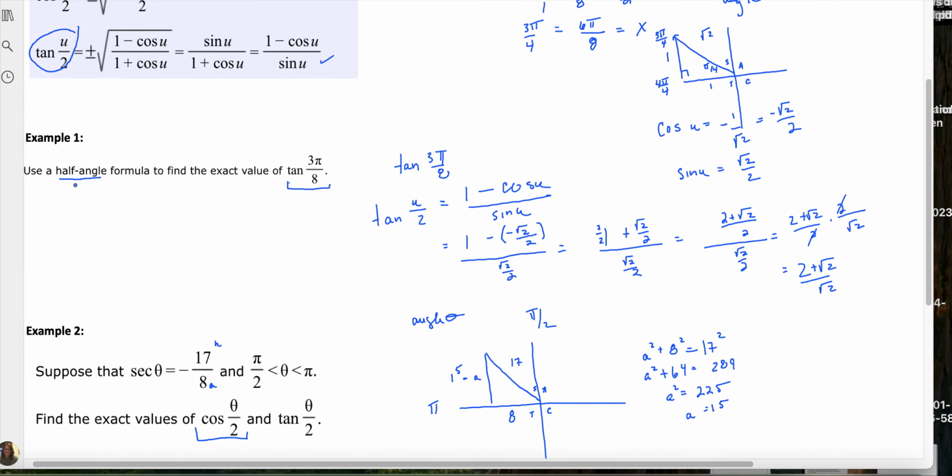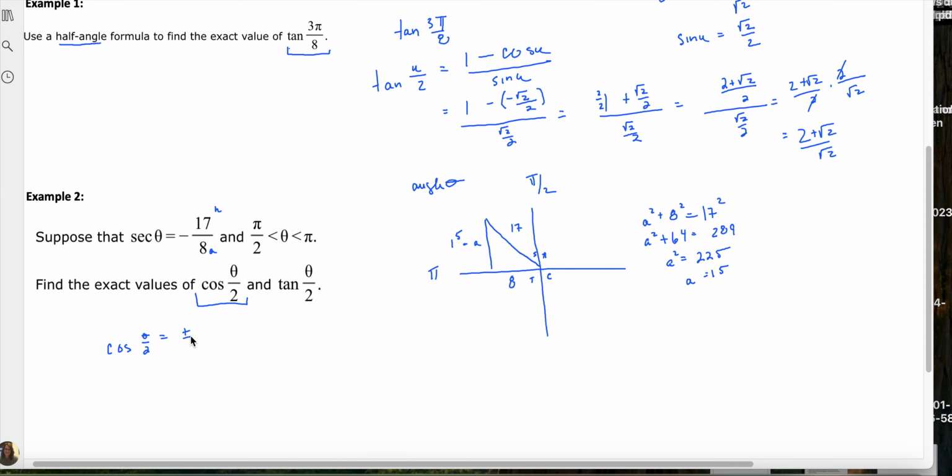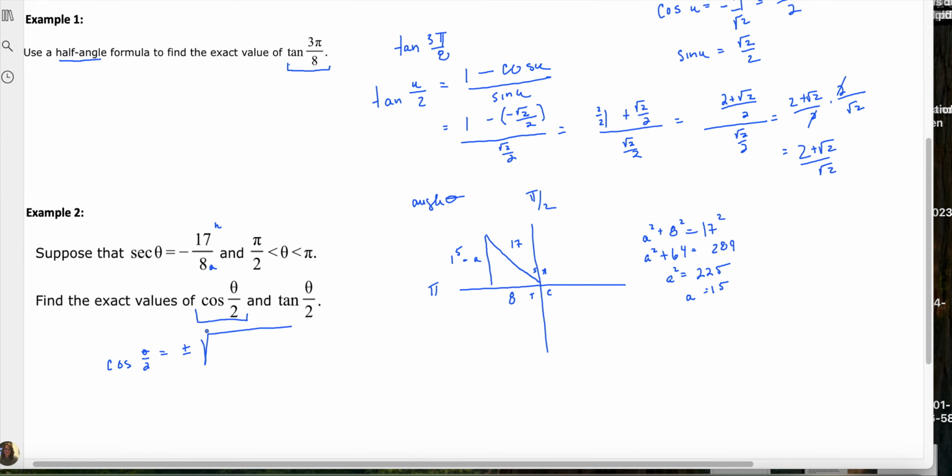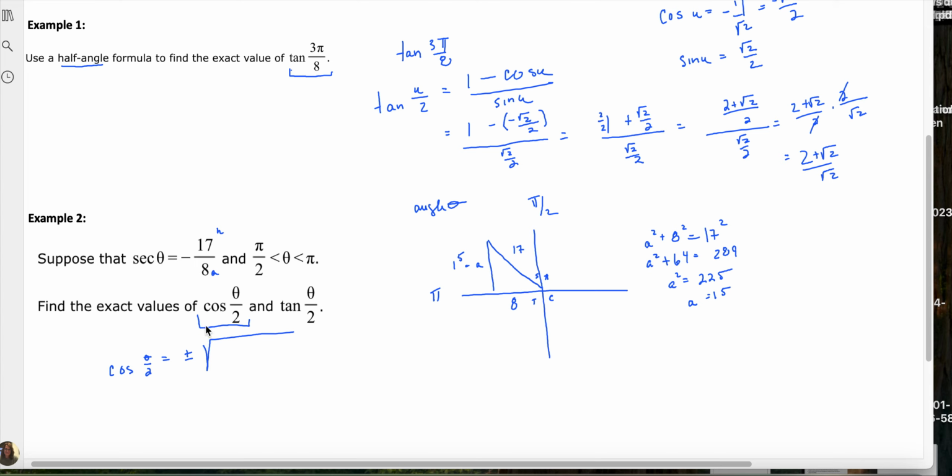All right, so let's jot this down. I'm just going to write the formula down here so it's in front of us, and then we'll talk about which sign to pick. So this is the square root of 1 plus cosine theta over 2. Okay, so we know what quadrant theta is in, right? We're told right here that theta is in quadrant 2. But in order to determine whether the sign of cosine of theta over 2 is positive or negative, I need to know what quadrant theta over 2 is in.